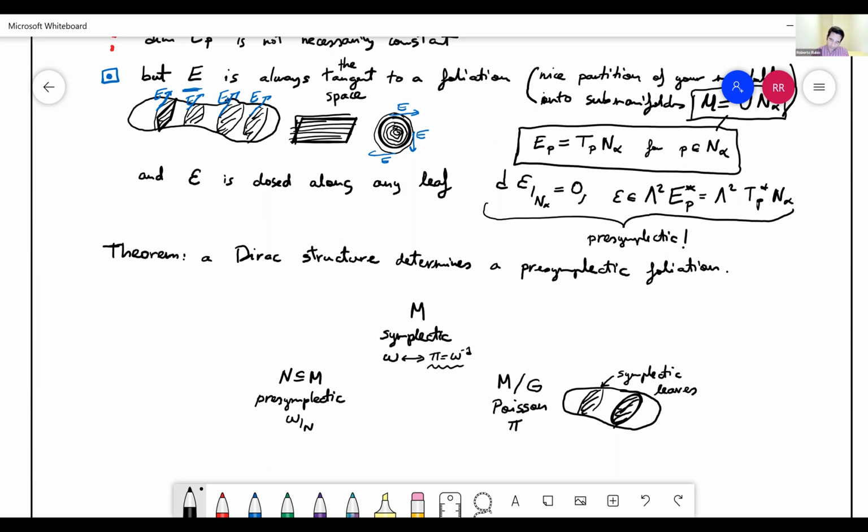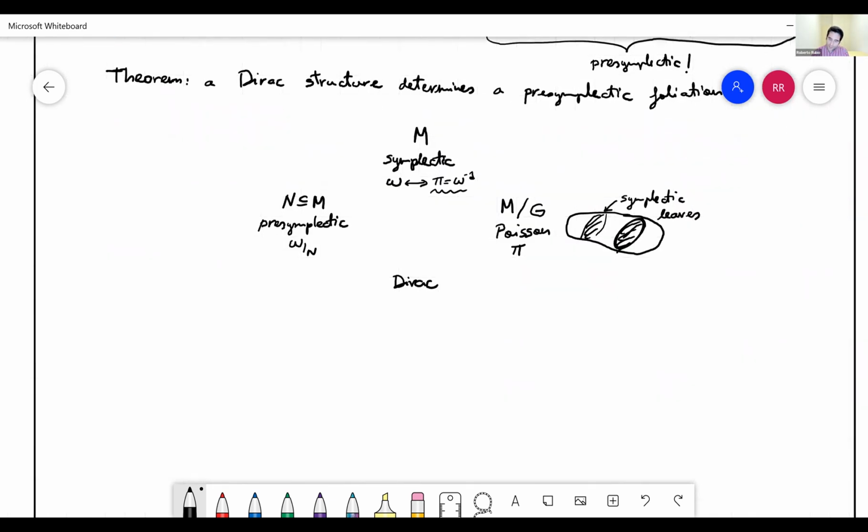Okay, so here Dirac lies as the common definition that will allow me to talk about systems that have both constraints and symmetries. Okay, and look, Dirac, I have just said that it is a foliation by presymplectic leaves, and everything makes sense because actually a presymplectic manifold is just one leaf, one presymplectic leaf.